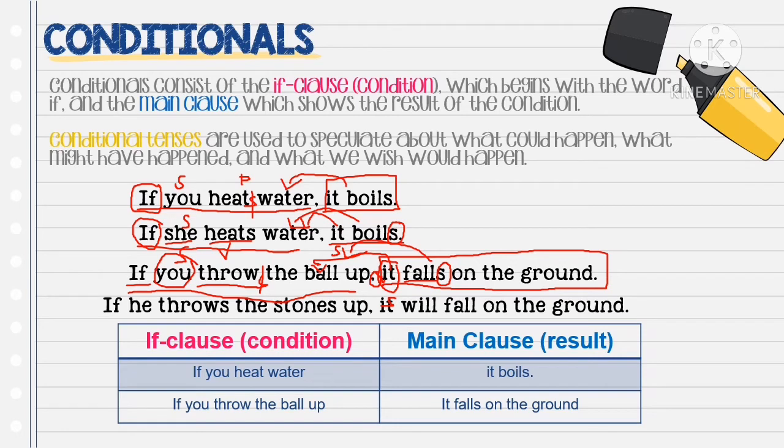Another, if he throws the stone up, it will fall on the ground. He, subject, singular, needs a singular verb, ends with S. So, the conditional sentence is if he throws the stone up, which is our if clause that describes the situation or sets the condition in the sentence, and then the result of that condition is what would happen if he throws the stone up? It will fall on the ground.